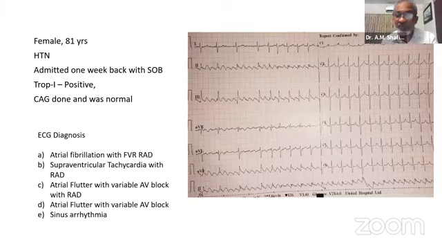Atrial fibrillation with fast ventricular rate with right axis deviation. Supraventricular tachycardia with right axis deviation. Atrial flutter with variable AV block with right axis deviation. Atrial flutter with variable AV block, no right axis deviation, and sinus arrhythmia. Ribu, can we get the poll, please?